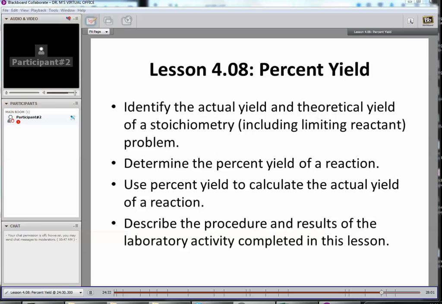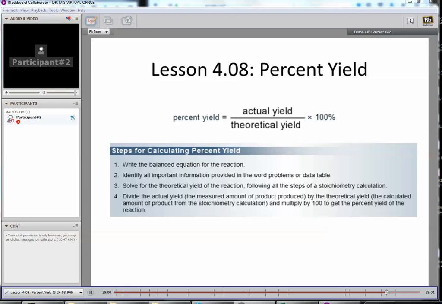All right, so last but not least is the lab that you just did, where you're identifying actual yield and theoretical yield with some stoichiometry thrown in as well, and we're going to determine the percent yield. Remember, actual yield is what you actually get during the experiment. Theoretical is what you could potentially get on the most perfect day ever, which almost never happens. Now, the equation for it is pretty basic, okay? Percent yield equals actual divided by theoretical, multiplied by 100.